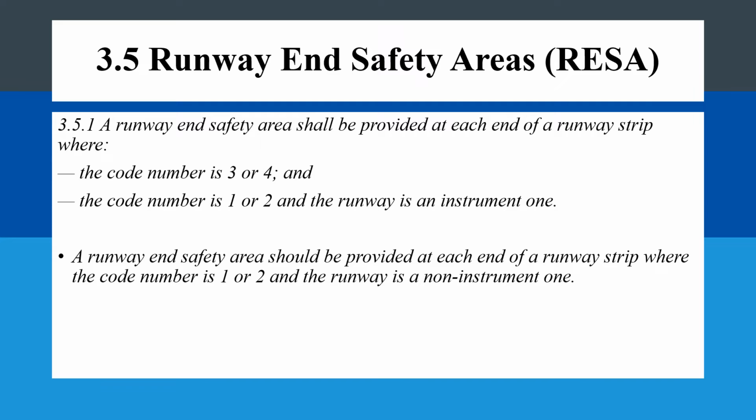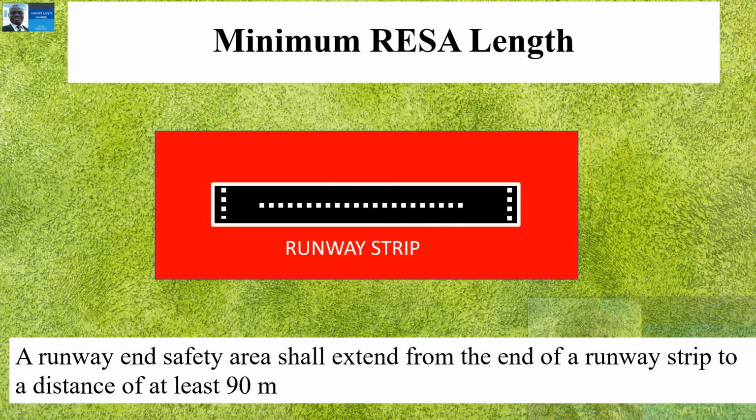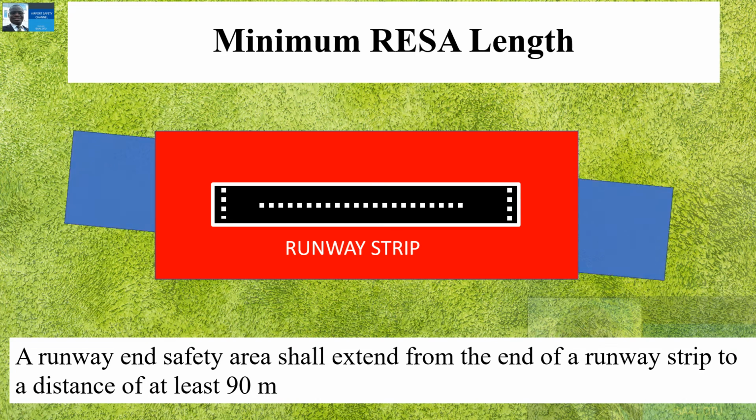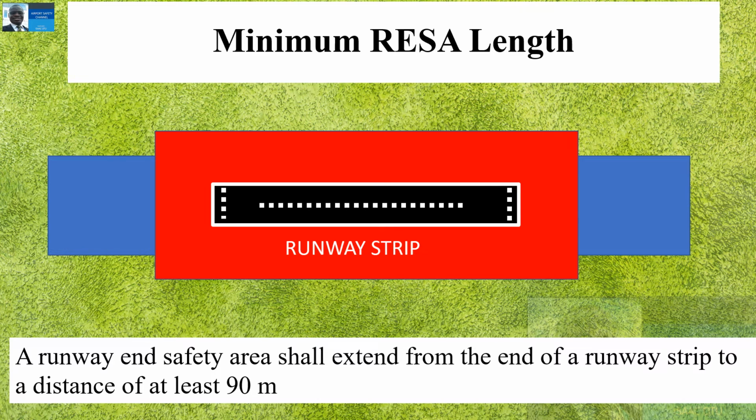Note the wording: it is beyond the end of a runway strip, not the runway itself, but beyond the runway strip. Having the runway end safety area beyond the strip means that after measuring your 60 meter strip, then you measure your RESA.